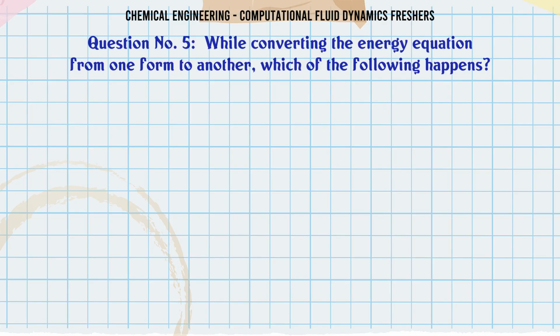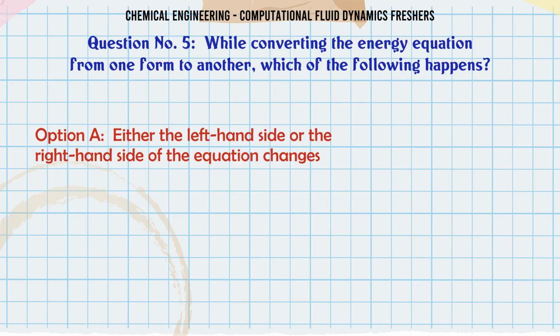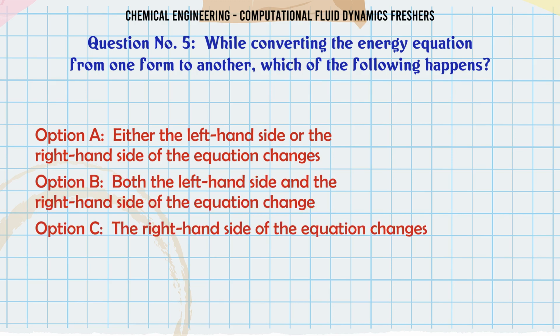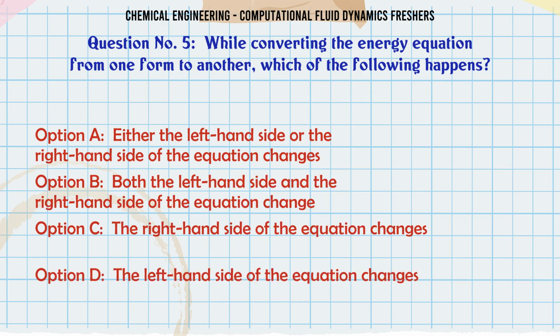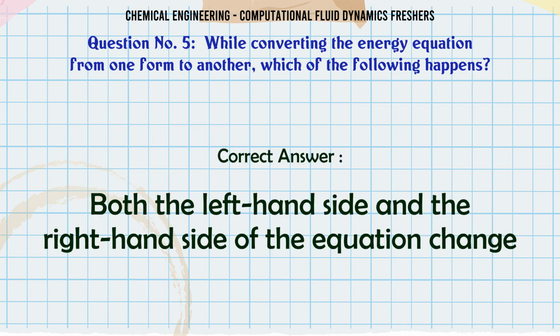While converting the energy equation from one form to another, which of the following happens? A: Either the left-hand side or the right-hand side of the equation changes. B: Both the left-hand side and the right-hand side of the equation change. C: The right-hand side of the equation changes. D: The left-hand side of the equation changes. The correct answer is both the left-hand side and the right-hand side of the equation change.